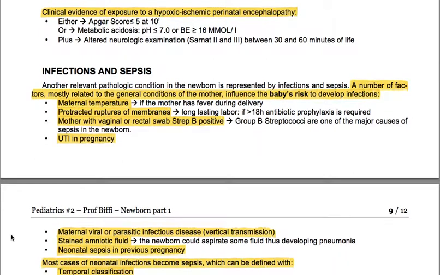Clinical evidence of exposure to hypoxic ischemic perinatal encephalopathy is either an Apgar score less than 5 at 10 minutes, or metabolic acidosis with a pH less than 7, or BE more than or equal to 16 millimoles per liter, plus an altered neurologic examination, Sarnat 2 and 3, between 30 and 60 minutes of life.